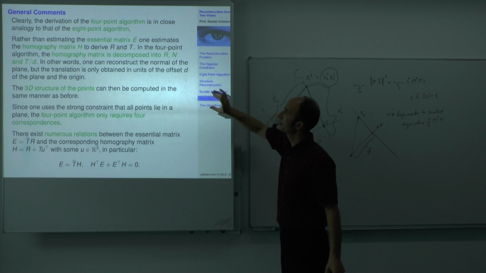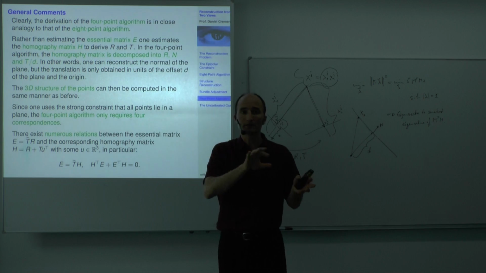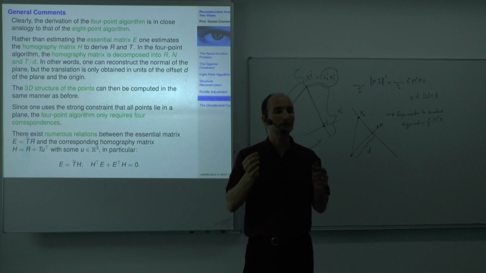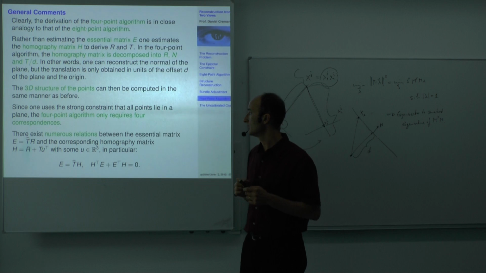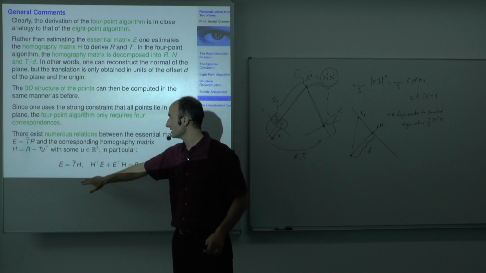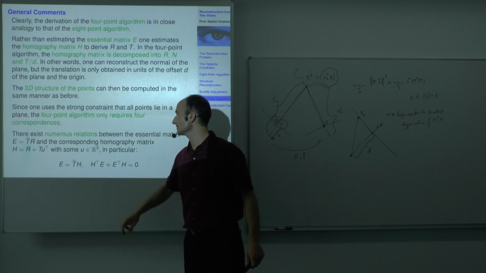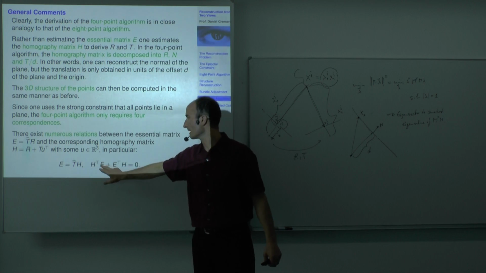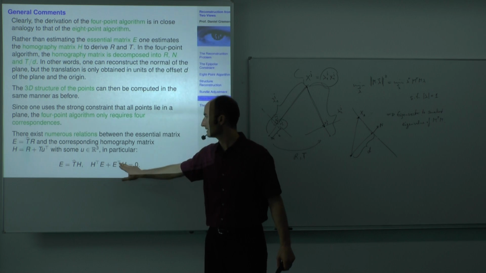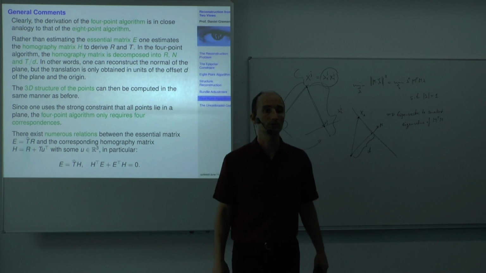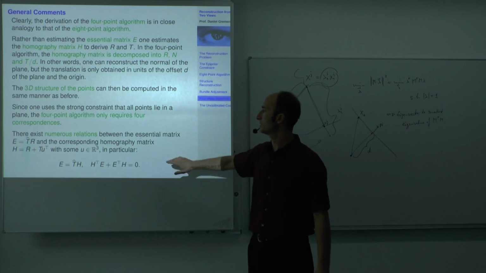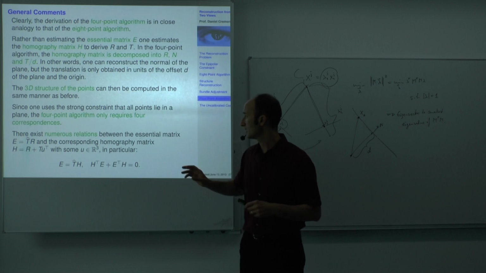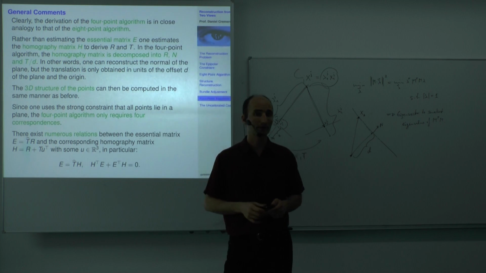And it's not only that the whole 4-point algorithm is derived in analogy to the 8-point algorithm, but you can then actually go ahead and show relations between the different quantities. You can show, for example, that the essential matrix can be written as T hat times the homography matrix. Or you can show that homography transpose times essential plus essential transpose times homography is 0. These kinds of things, I'm not going to show them, but there exists a number of relations between the essential matrix and the homography matrix.